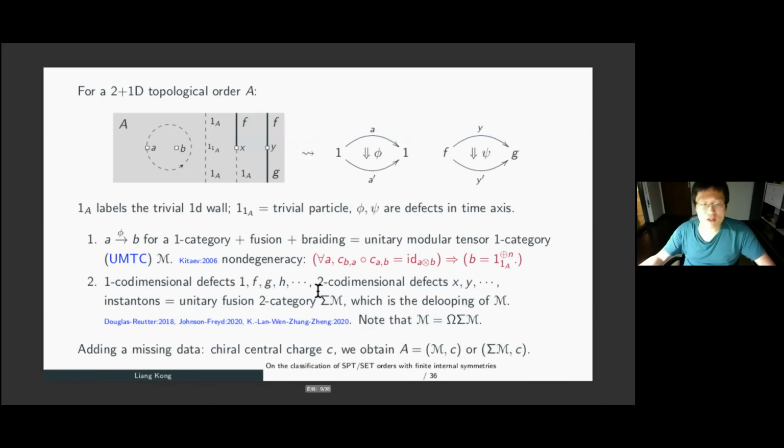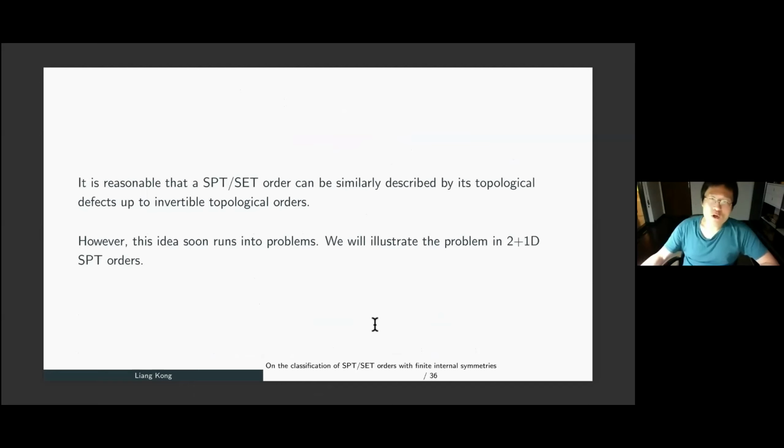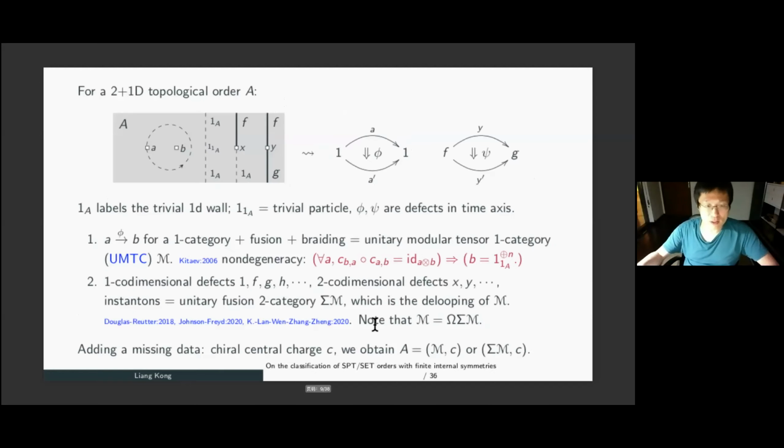Another missing structure is chiral central charge. I'm going to ignore that for this talk because it's not so relevant. All right, so the only point I want to make is that these, together with the chiral central charge, you can determine the A completely by this M or by sigma M.